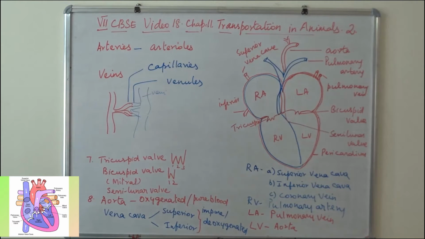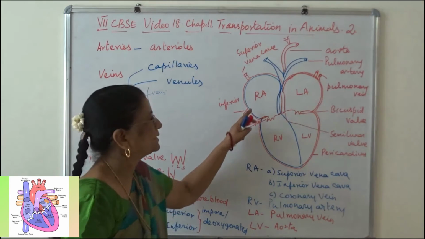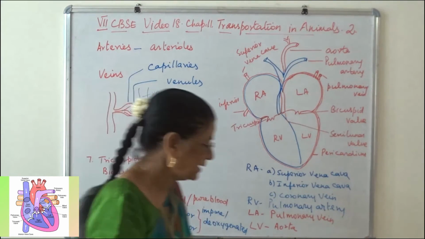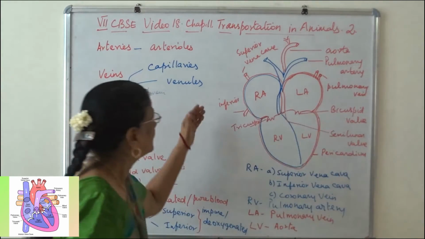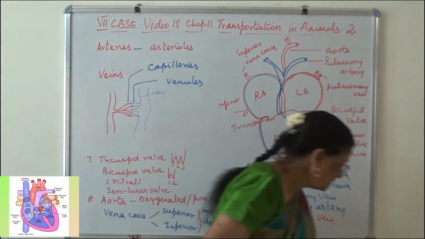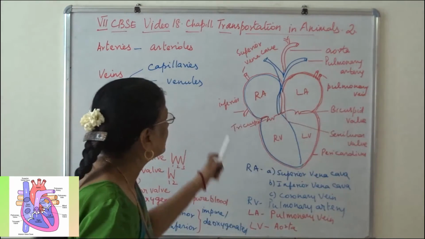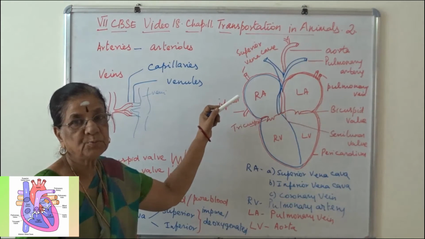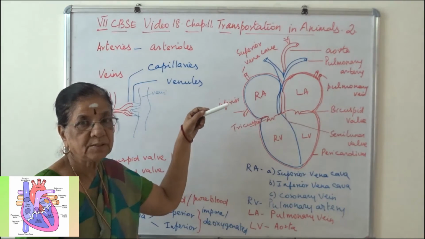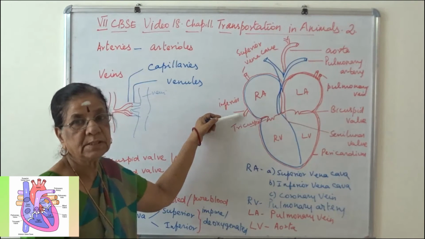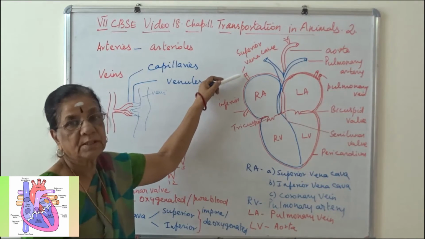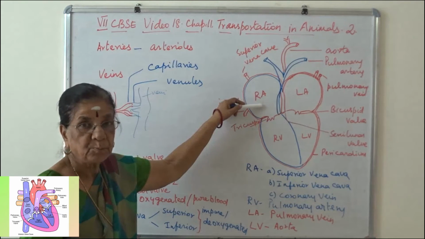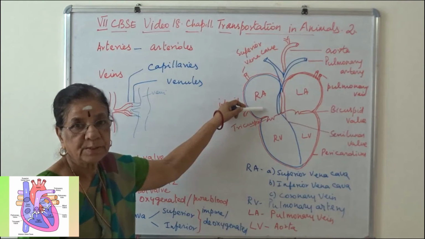Now listen. Now the functioning of the heart I am saying, please listen carefully. The right atrium receives deoxygenated blood or impure blood from various parts of the body through the inferior vena cava and superior vena cava reaching the right atrium. Another impure blood. I hope you understand.